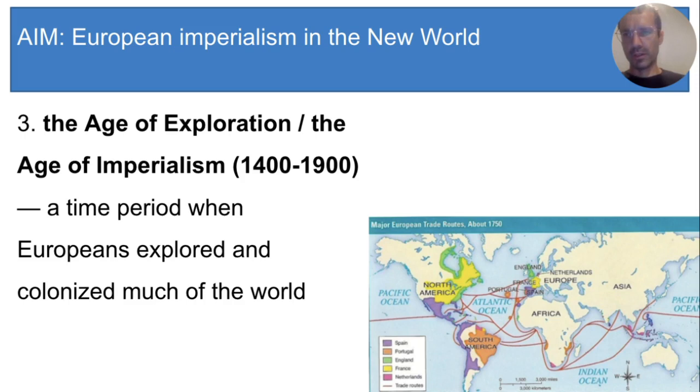Let's return to the year 1400. This was roughly the beginning of a time period called the Age of Exploration. The Age of Exploration was a time when people from different countries in Europe began exploring areas of the world that they'd never been to, especially in Africa, Asia, and the Americas. I'm also going to call this era the Age of Imperialism because as the Europeans explored these lands, they also colonized them. They took them over by force. So between about 1400 and 1900, Europeans explored and colonized many different parts of the world.